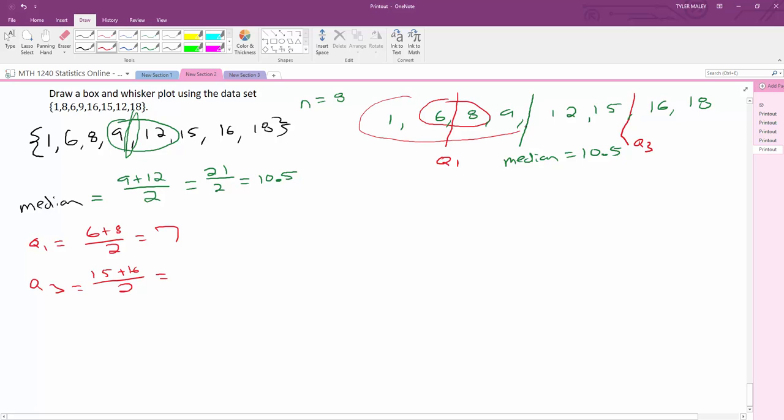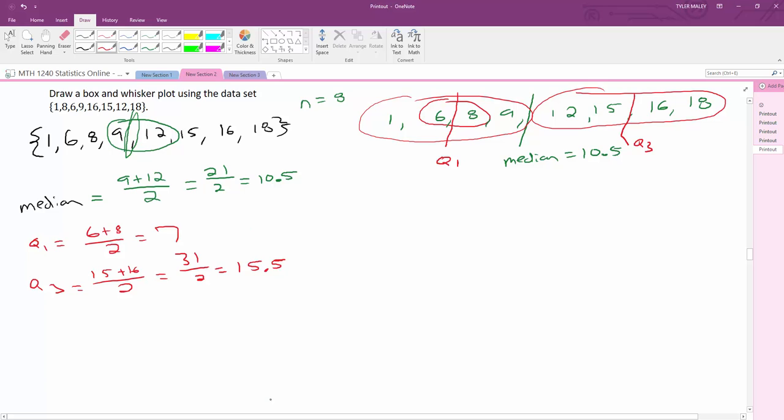So for this, I have 4 pieces of data. For here, I have 4. So remember, when we have even data, we find the average. If you have odd, you just pick whatever number exists there in the middle, right? So then here, I would take 15 plus 16. We get 31 divided by 2. So 31 divided by 2 is 15.5.